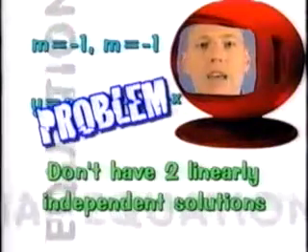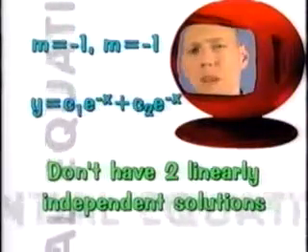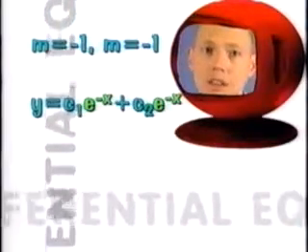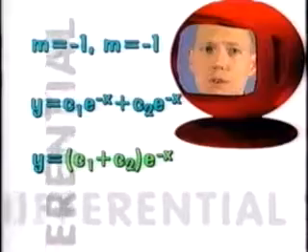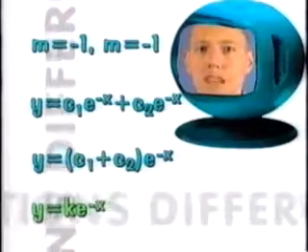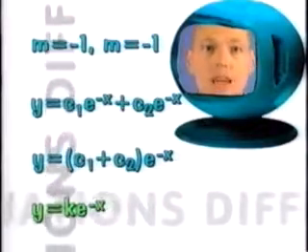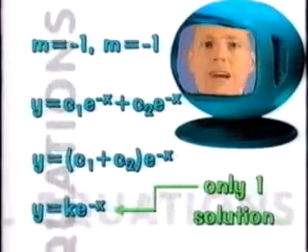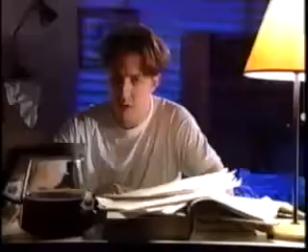This is a problem. We don't have two linearly independent solutions. What does that mean? Well, look. We can factor an e to the -x out here, leaving c1 plus c2 times e to the -x. Since c1 and c2 are both constants, this can be rewritten as k times e to the -x, where k is a constant. So we really only have one solution here, k times e to the -x. And that's not going to do it for us. We need two linearly independent solutions.